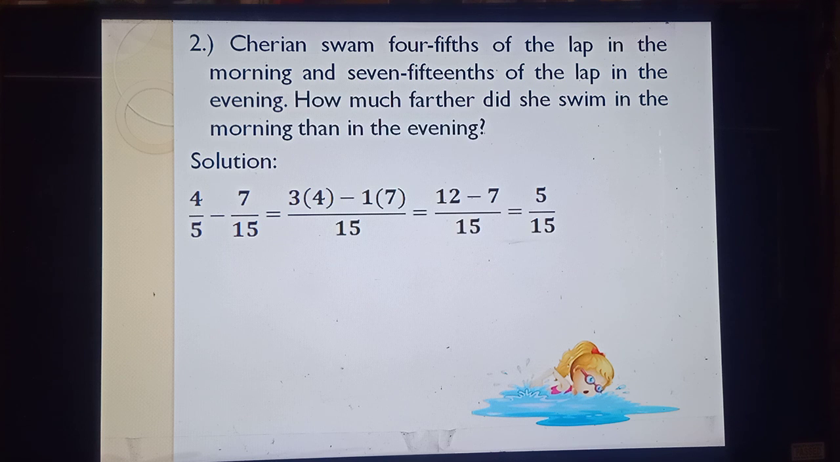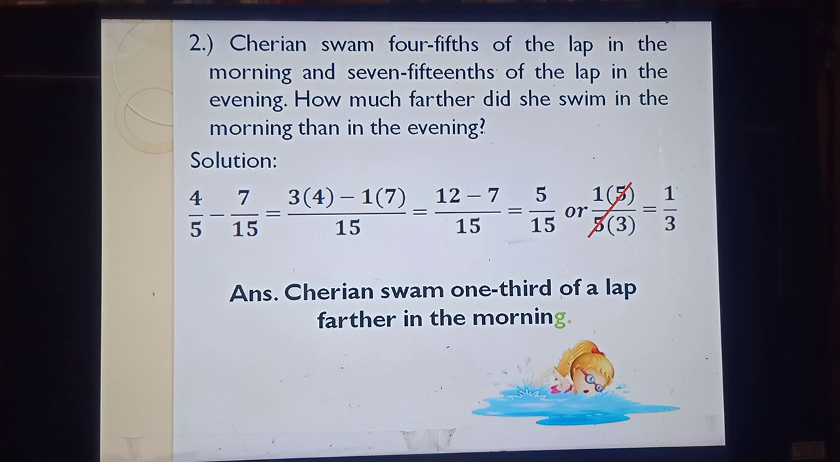Next, we could reduce 5 and 15 since we have common factors. Common factor between 5 and 15 is 5. So 1 times 5 is 5. 5 times 3 is 15. Common factor is 5, so we could cancel out 5. Remaining values would be equal to 1/3. Therefore, Cherian swam 1/3 of a lap farther in the morning compared to the evening. Let's proceed to problem number 3.